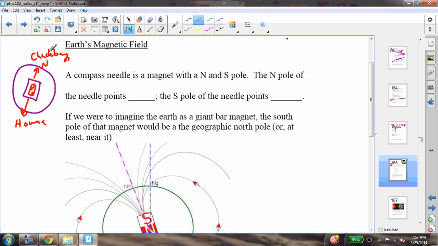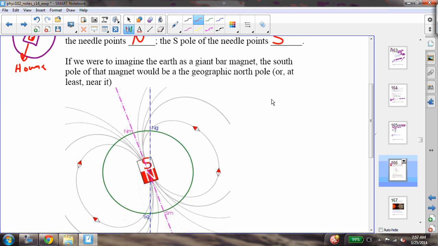Houma. Again, if you're in a pinch, you can take a bucket and add a piece of wood on top, and then put just a bar magnet on top of it. So the north pole of the needle points north, and the south pole of the needle points south. Now, if you were to imagine the Earth as a giant bar magnet, the south pole of that magnet would be at the geographic North Pole.